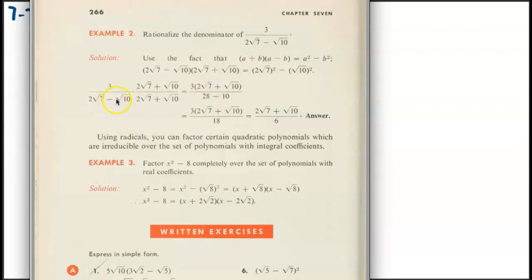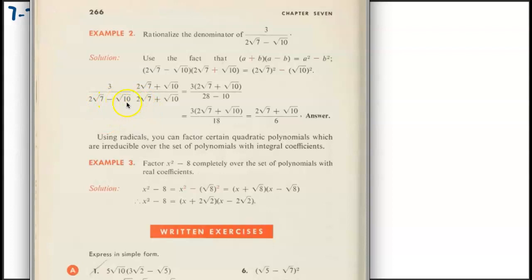Now when I take negative square root 10 times positive square root 10, I get negative square root 10 times 10. Well, the square root of 10 times 10 is just 10. And so I have negative 10. Now, why don't I get all those other terms?